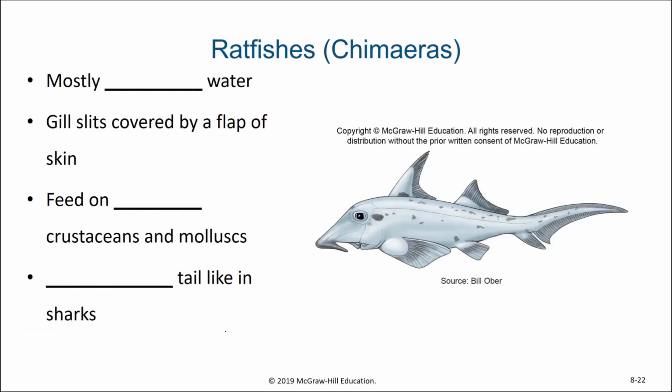The last group of chondrichthyans that we'll discuss are the chimera, or ratfish. They are mostly a deep-water species. And some of the differences between them and the other chondrichthyans is that they have a cover over their gill slits. They feed primarily on bottom crustaceans and mollusks. And they have a heterocercal tail, like in sharks.